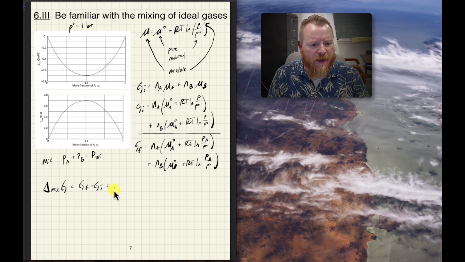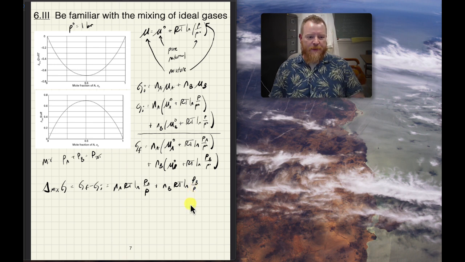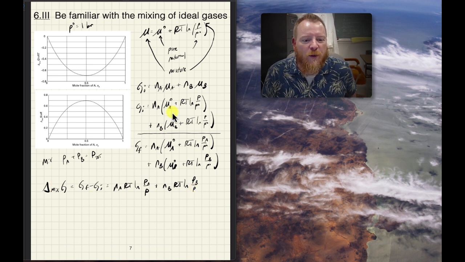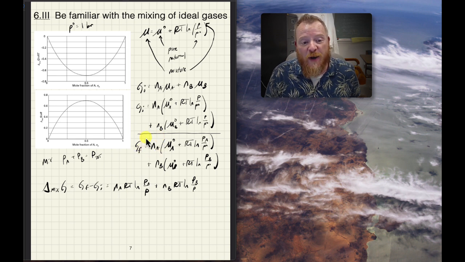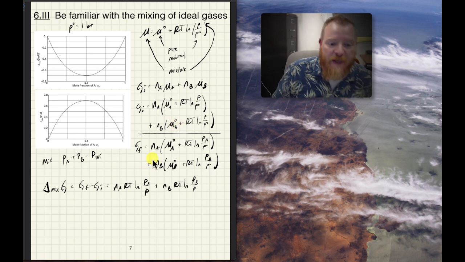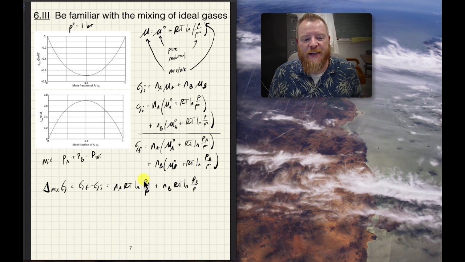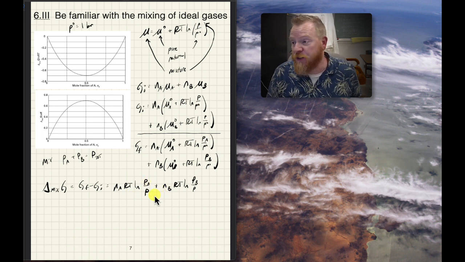So that's going to end up being Na RT natural log of PA over P plus NB RT natural log of PB over P. So we might be thinking, where did all of those standard chemical potentials go? Well, when we did final minus initial, mu A subtracts from mu A and mu B subtracts from mu B. So the only thing that we have left are those quantities Na times RT and those partial pressures, okay?